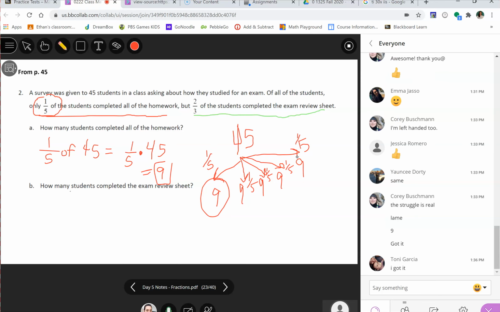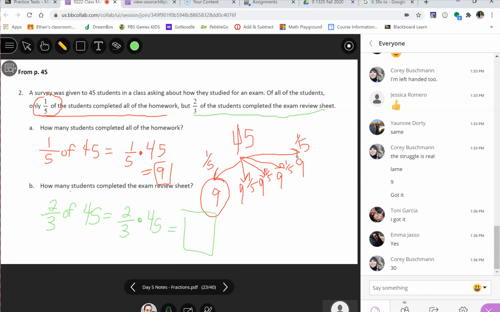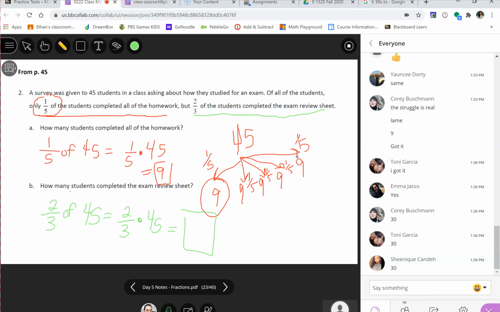Cool, y'all got it? So then do the same thing with the 2/3. So if 2/3 of the 45 students did the review, you're going to type in 2/3 times 45 on your calculator and see what you get. Is it 30? Okay.